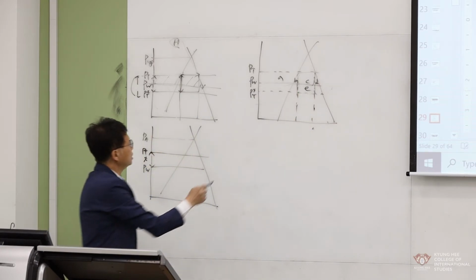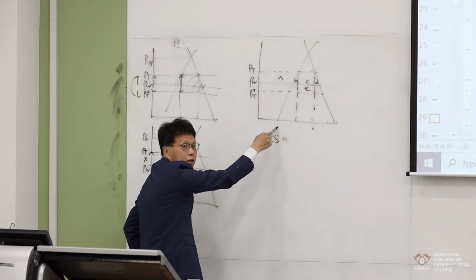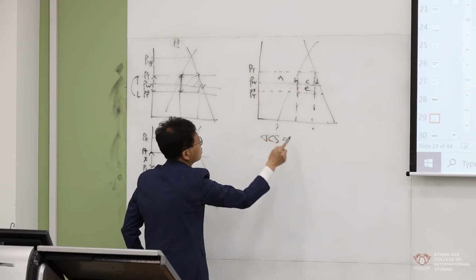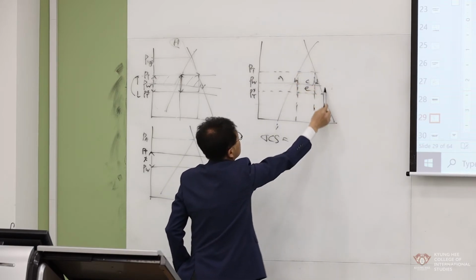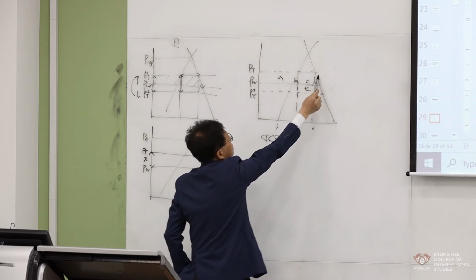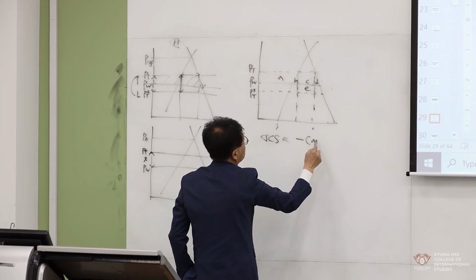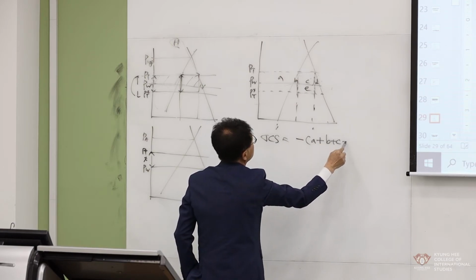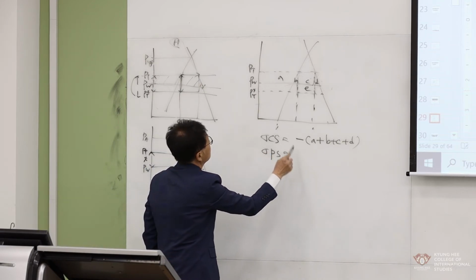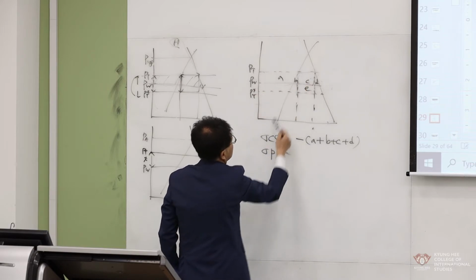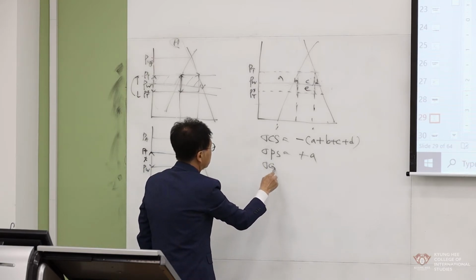Now, changing consumer surplus using this. Originally, this area. After imposition of tariff, like this. So originally consumer surplus is this one, but after, consumer surplus decreased by this area, as I said. That is A plus B plus C plus D. Change in producer surplus is originally this one, now this one, so plus A.